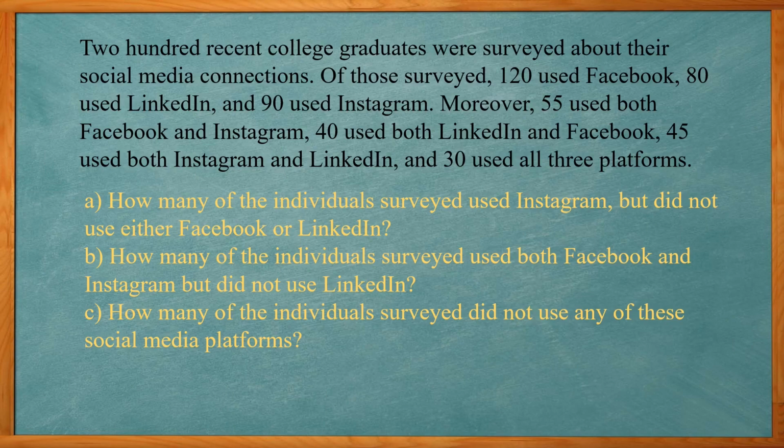So this one says 200 recent college graduates were surveyed about their social media connections. Of those surveyed, 120 used Facebook, 80 used LinkedIn, and 90 used Instagram. Moreover, 55 used both Facebook and Instagram, 40 used both LinkedIn and Facebook, and 45 used both Instagram and LinkedIn, and 30 used all 3 platforms.